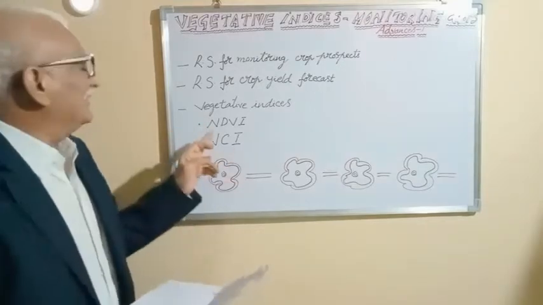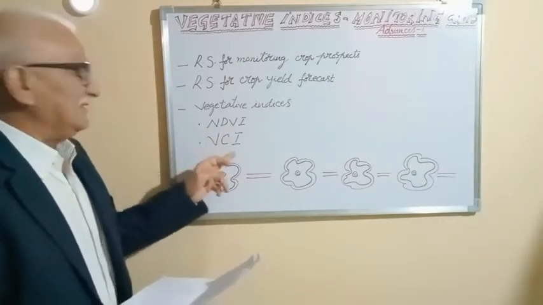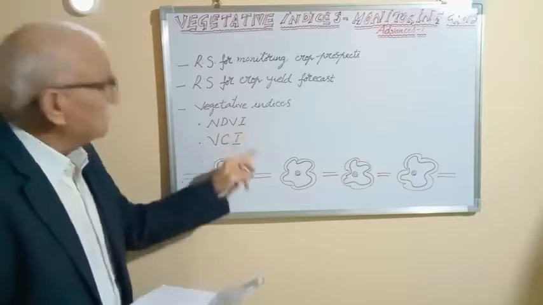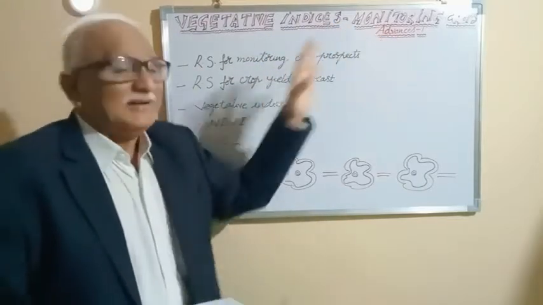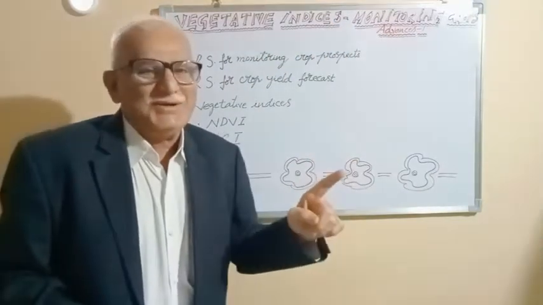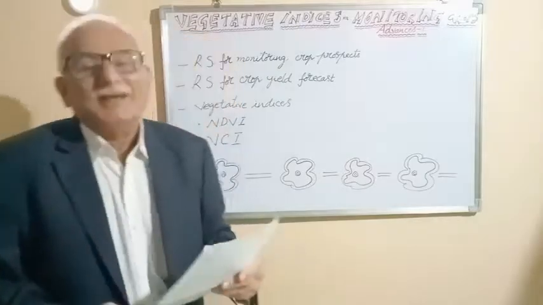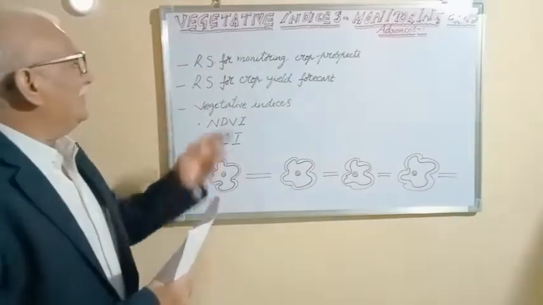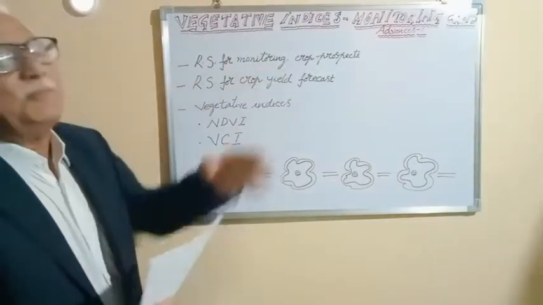Of course, vegetative indices, NDVI and VCI, I have already explained. Now, how are these two helpful in monitoring the crop as well as the yield of the crop? Now, it's very interesting. The first thing is remote sensing for monitoring crop prospects.